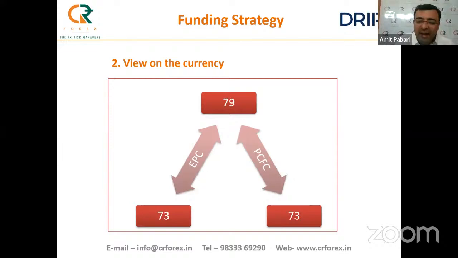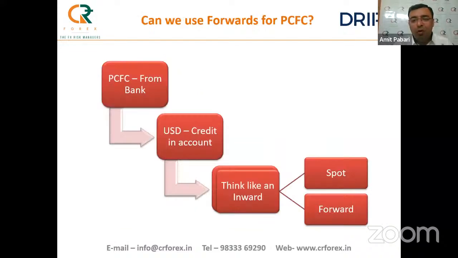If the view is that the currency is going to move from 73 to 79, then take EPC. If the view is that the currency will come from 79 to 73, then go and take PCFC. ये generic चीज है. जो smart treasuries है, वो क्या करते हैं? They take PCFC also and they book forward also. Let me tell you how.